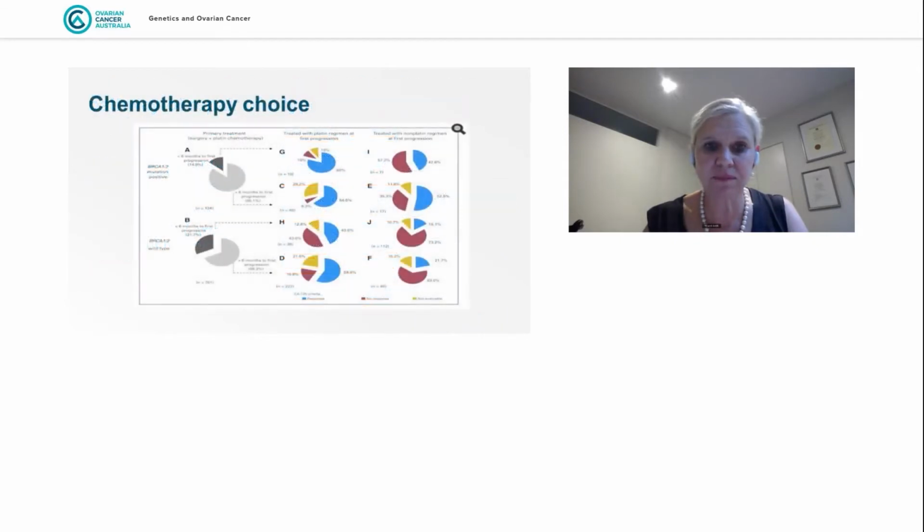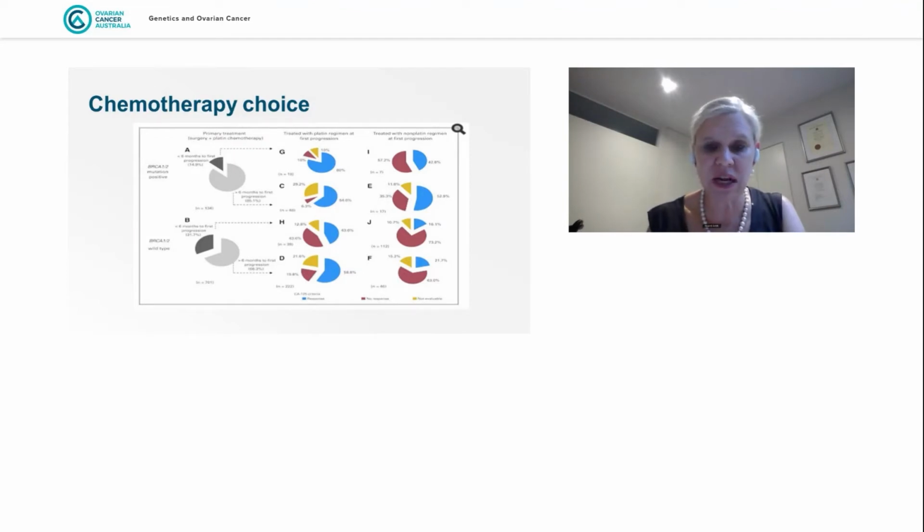We know that BRCA1 and BRCA2 associated ovarian or ovarian-like cancers have a greater likelihood of response to carboplatin-based chemotherapy. We also know that BRCA1 and BRCA2 related ovarian cancers have a greater likelihood of ongoing response to platinum therapies. So platinum would be the first-line choice in the early ovarian cancer setting aimed at cure.